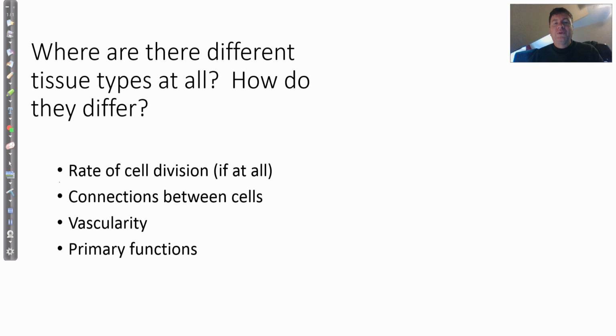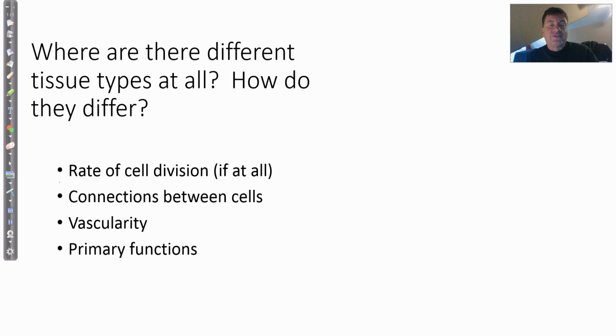Lastly, I just want to close with, why are there different tissue types at all? How do they differ? What's the difference between nervous tissue and muscle tissue, for example? Here are 4 primary ways we can think about these 4 tissue types being different. One is the rate of cell division. Some of these tissue types divide very quickly, like epithelial, and some very little at all, like nervous. Some have lots of connections between their cells. They're tightly connected in some places. Other tissue types are not connected very much at all.